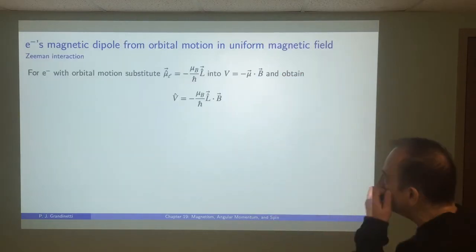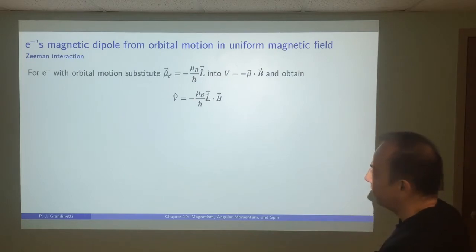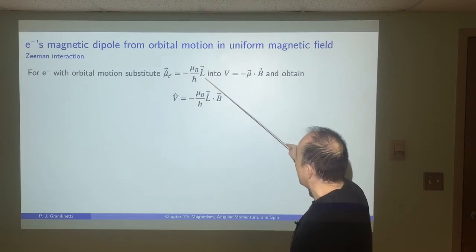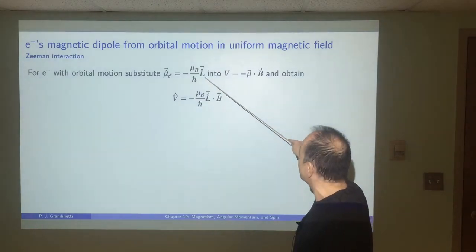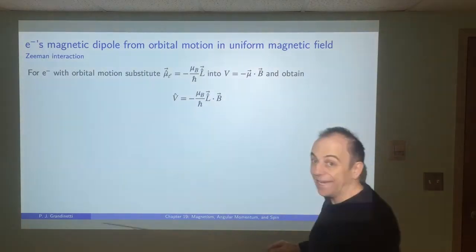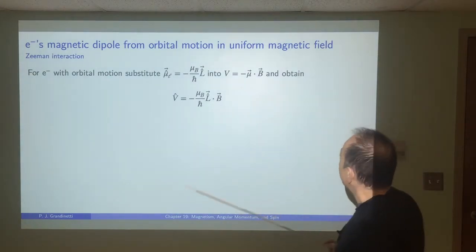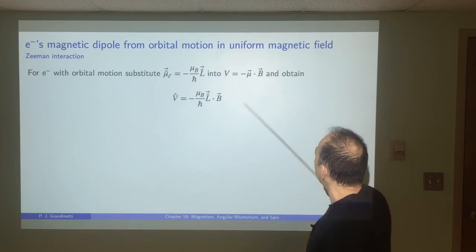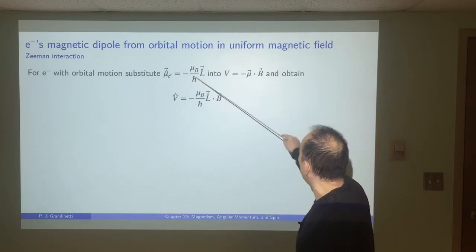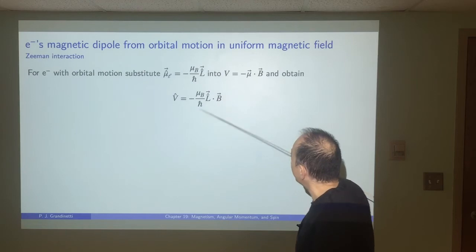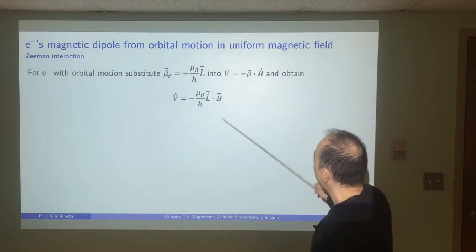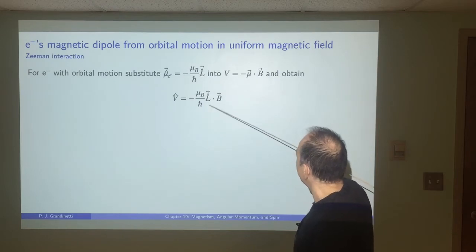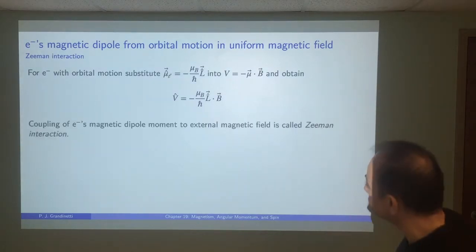Now, let's go back to the electron. The electron, we saw, will have a magnetic dipole moment that's due to its orbital angular momentum, right? So it has a magnetic dipole moment and it has angular momentum. If we took our expression for the potential energy for this magnetic dipole moment and put the electron's magnetic moment into this expression, we get the potential energy for the electron's orbital motion, given by this expression here.